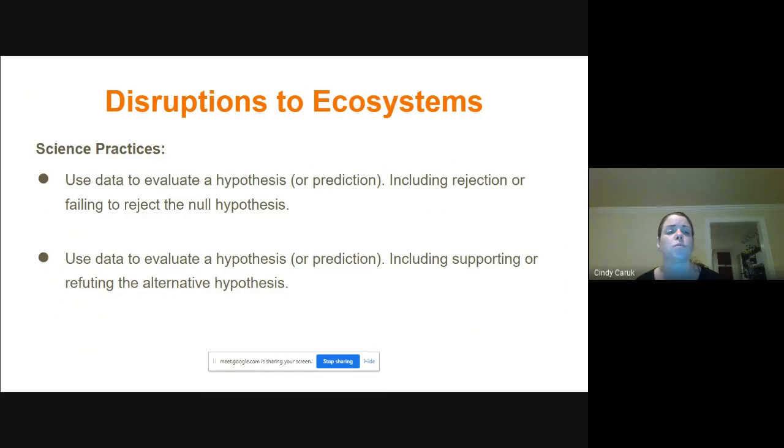Right. Disruptions of ecosystems. The science practices here are using data to evaluate a hypothesis or prediction, including rejection or failing to reject a null hypothesis, and then the opposite, the second point I have up here, that's supporting or refuting an alternative hypothesis. So whether it's the null or the alternative hypothesis.